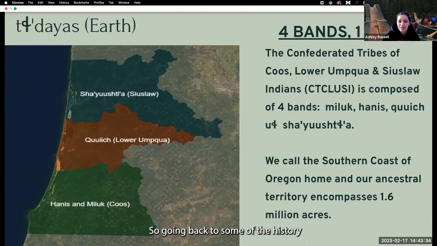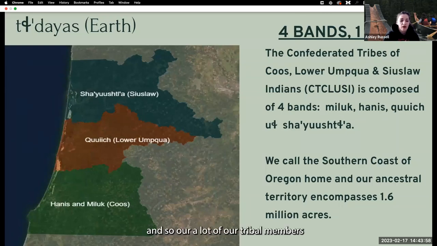So going back to some of the history, the 1855 treaty was never ratified. And then in 1876, the federal government decided to close the Alsea Sub-Agency.